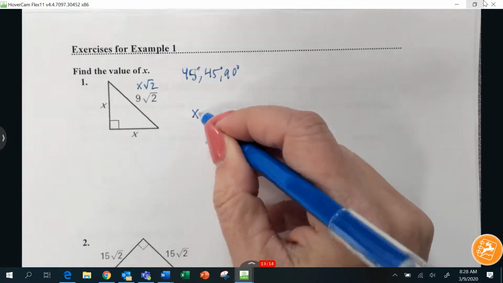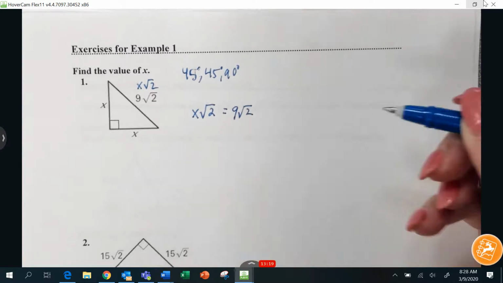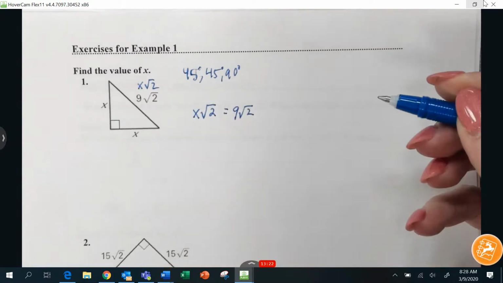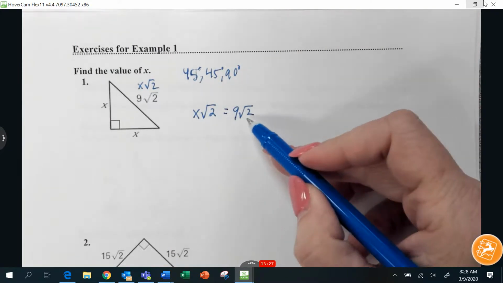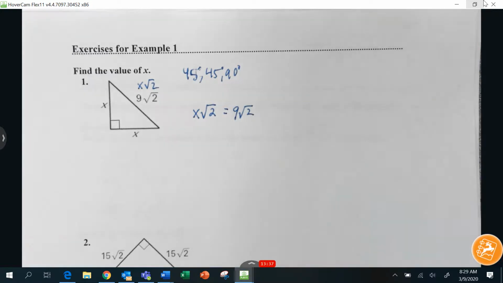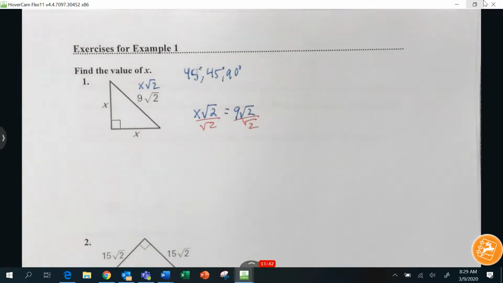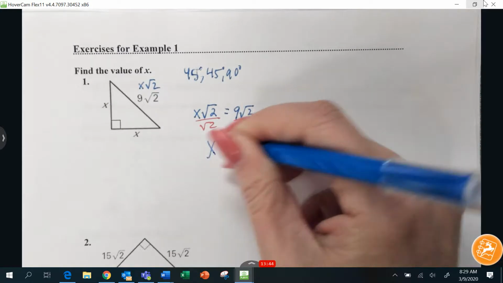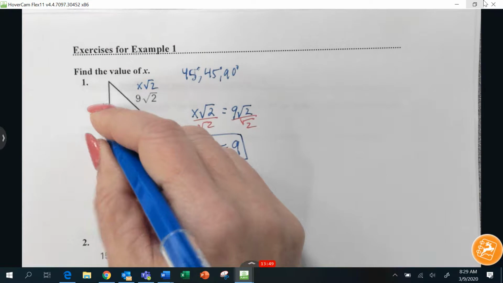So the x radical 2 side is equal to the 9 radical 2 side. Stephen, if x radical 2 equals 9 radical 2, can you tell me what x is? Okay, divide by square root 2. X equals 9. Perfect. So those two sides would be 9, 9, and then we've got 9 radical 2.